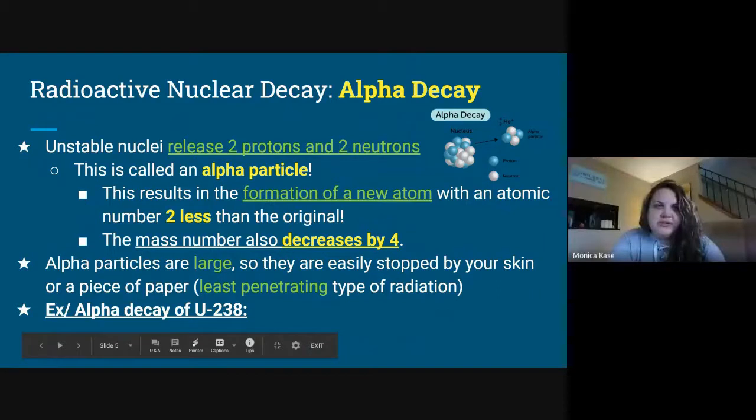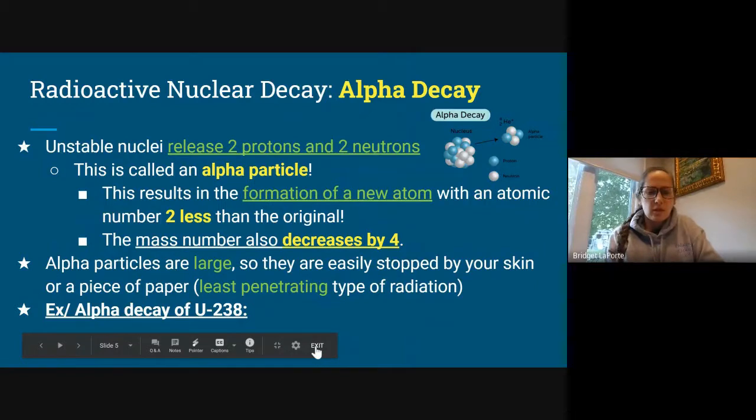All right, so we're going to start by talking about alpha decay. This is unstable nuclei releasing 2 protons and 2 neutrons, and that is what that alpha particle is. It's the release of 2 protons and 2 neutrons. The alpha particles are very large, so they can be easily stopped by your skin or a piece of paper. It is the least penetrating type of radiation.